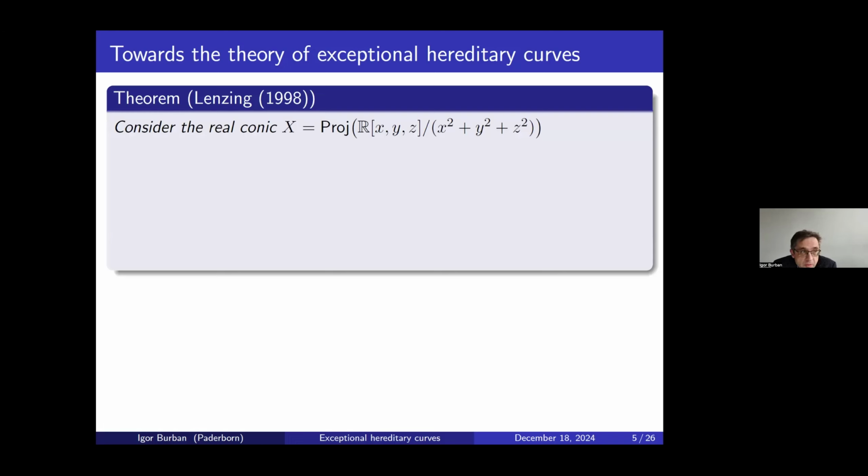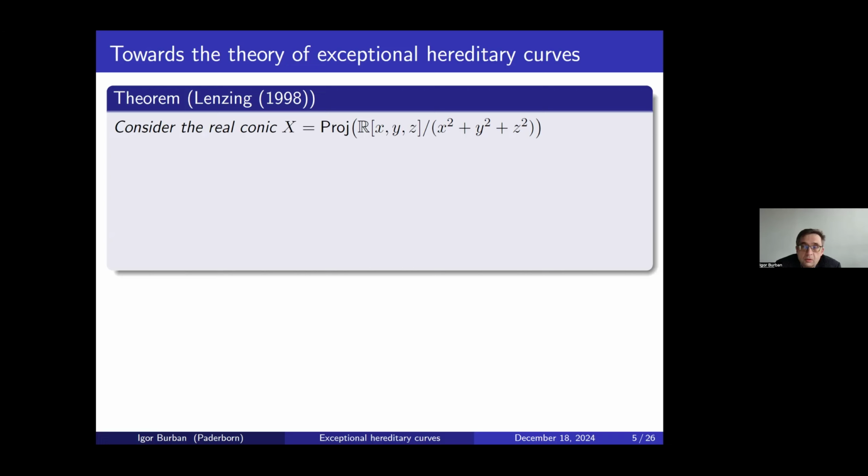And the fact that not all affine Dynkin types arise in this way bothered people in representation theory since the middle of the 80s. And Lenzing in 1998 discovered another generalization of the tilting equivalence for the projective line, namely, let us work over real numbers. And over real numbers, we can take such a conic. We view everything as schemes.